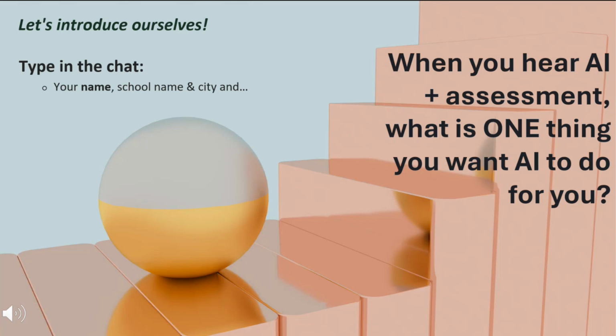The question that I have for you is, when you hear AI plus assessment, I'm sure each one of us will get very greedy. But tell me something. What is that one thing that you want AI to do for you? Give me in the chat window, what is that one thing that you want AI to do for you? Go for it. Fill our chat window with responses so that we can take a look at what it is that you're looking to offload.